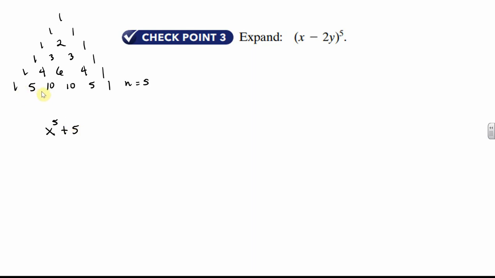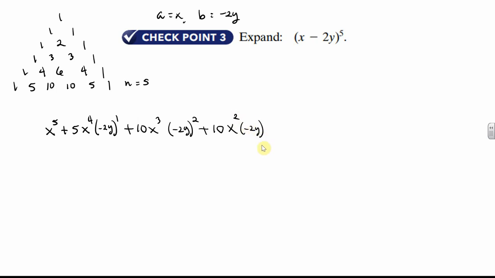that 5 from the coefficients, times x to the fourth times negative 2y to the first. Again, here a is x and b is negative 2y. Then this is plus 10 times x, that's going down to the third, times negative 2y, that power goes up, plus another 10 times x to the second times negative 2y, here that power goes up, that's to the third, plus 5 times x times negative 2y to the fourth, and then plus negative 2y to the fifth.